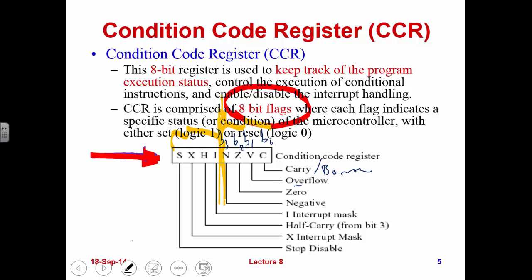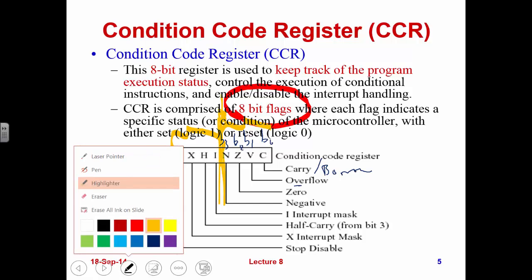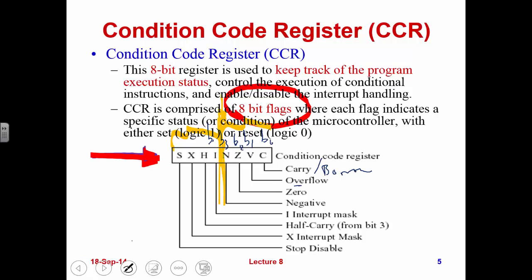The bit 4 right here is I. Why is it I? Because it's the interrupt mask. We talk a little bit more about this. This I has some similarity with X. X means external, the external interrupt mask. We talk about these two together after a while. One is the interrupt mask, one is the external interrupt mask.